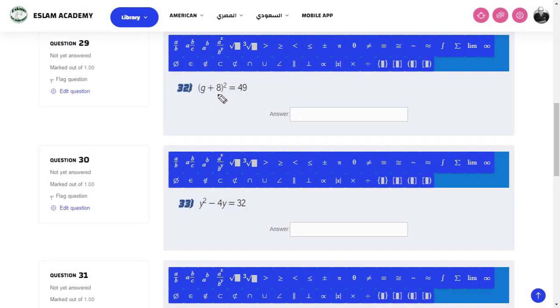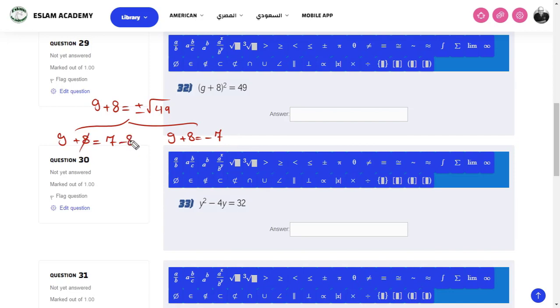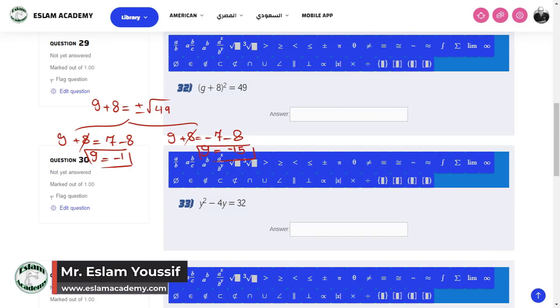In this problem, we have (g + 8)^2 equals 49. You will find that we have an expression raised to the power 2. So by using the square root, g plus 8 is equal to positive or negative the square root of 49. So g plus 8 now will be equal: one of the expressions will be positive and the other one will be negative. g plus 8 equals negative 7. By subtracting 8, then g is equal to negative 1. That will be the first value. By subtracting 8, then g is equal to negative 15. And that will be the second value.